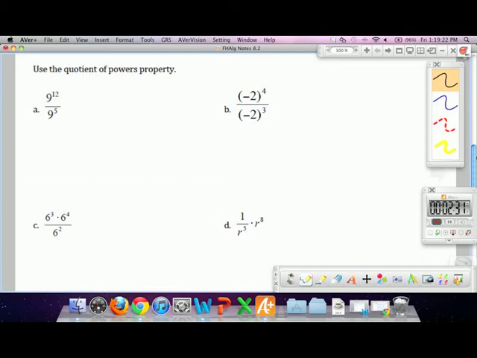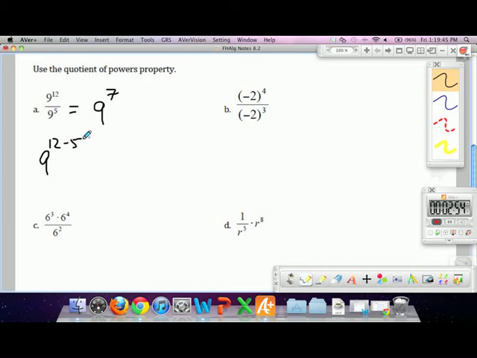Angela, what would you get for the first one? 9 to the 7th. Angela correctly got 9 to the 7th. Same base and division, so the exponents should now be 9 to the 12 minus 5, numerator minus denominator, which is the same as 9 to the 7th.